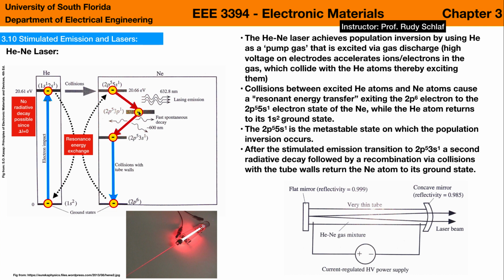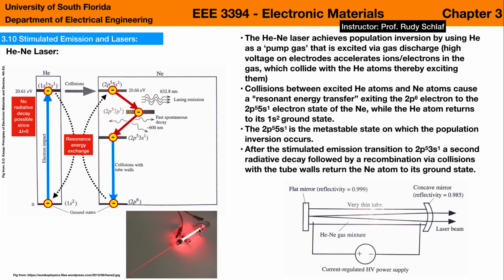Once the electron has emitted its light, then it needs to go back down on the ground state so that this process can be repeated, and it does that via the 2p5 3s1 stage under emission of some more light. And from this state it can only recombine with the ground state through collisions with the tube wall, since otherwise it would be violating the selection rules.